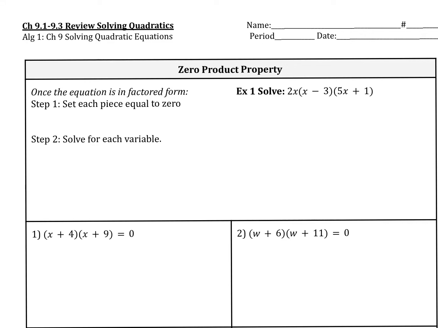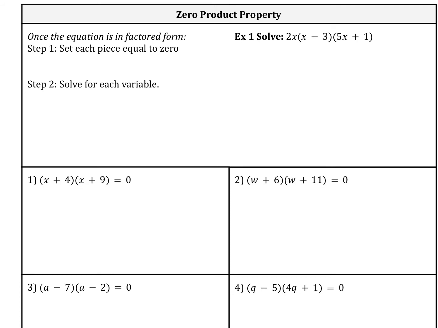Chapter 9.1 to 9.3 review solving quadratics. The first topic we are going to discuss is the zero product property. And example number 1, we have three factors: 2x, x minus 3, 5x plus 1 equals 0.